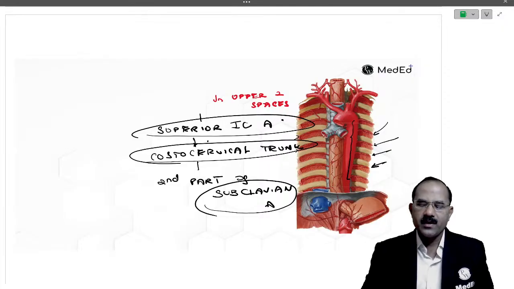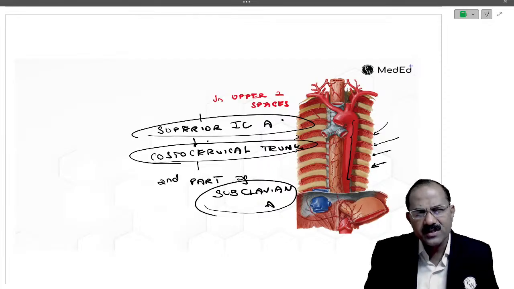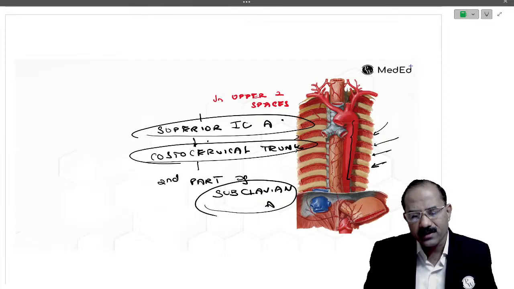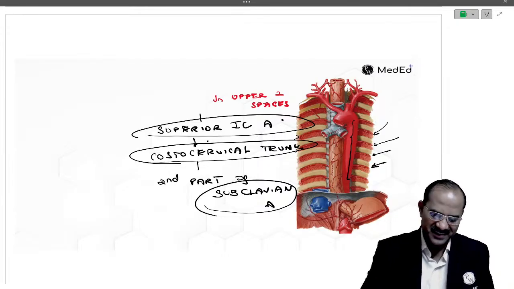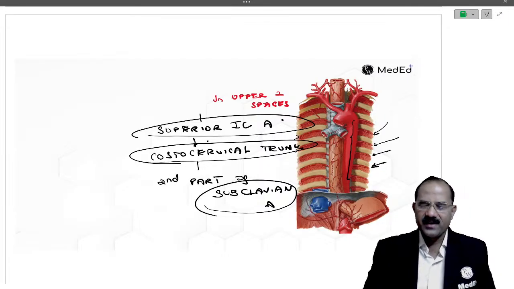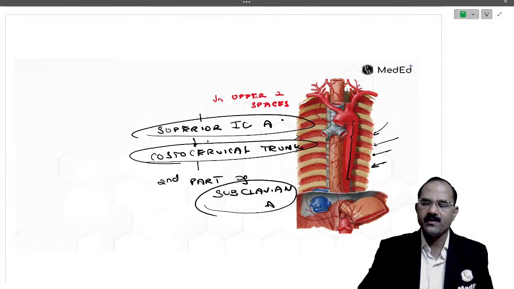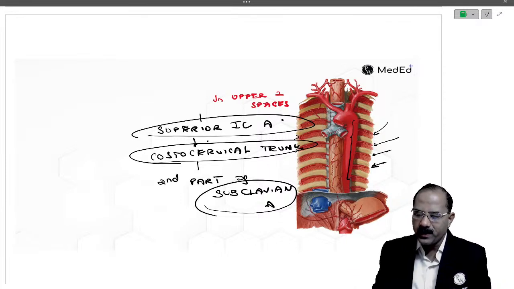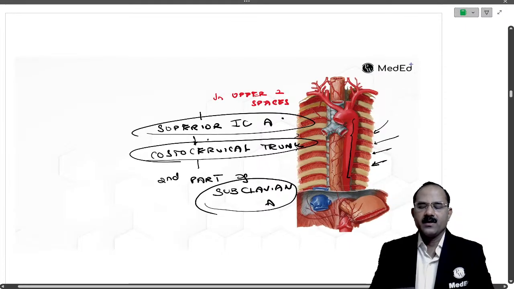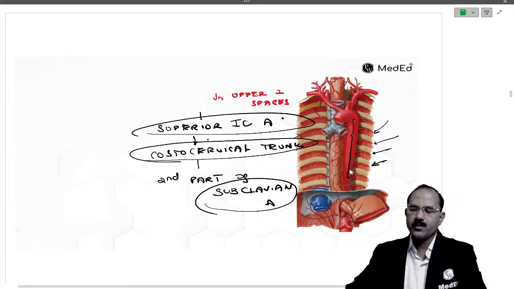Okay, fine. I had written superior thoracic artery by mistake. Is there an artery with the name superior thoracic? Anyone? Tell me, children.